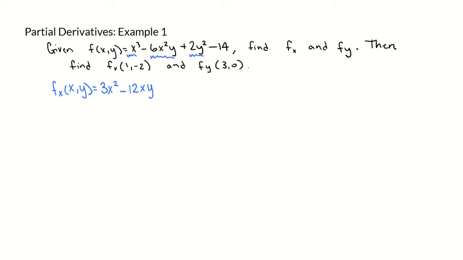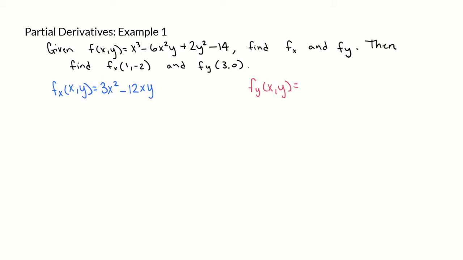And then the term 2y squared, since we're treating y as a constant, is 0. And the derivative of negative 14 is also 0 because that is a constant. That's our partial derivative with respect to x. So now for our partial derivative with respect to y, f sub y of x, y.